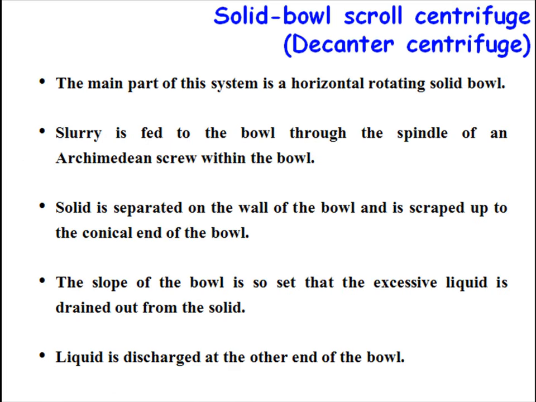Now third is solid bowl scroll centrifuge. The main part of this system is a horizontal rotating solid bowl. Slurry is fed to the bowl through the spindle of an Archimedean screw within the bowl. Solid is separated on the wall of the bowl and is scraped up the conical end of the bowl. The slope of the bowl is so set that the excessive liquid is drained out from the solid. Liquid is discharged at the other end of the bowl.